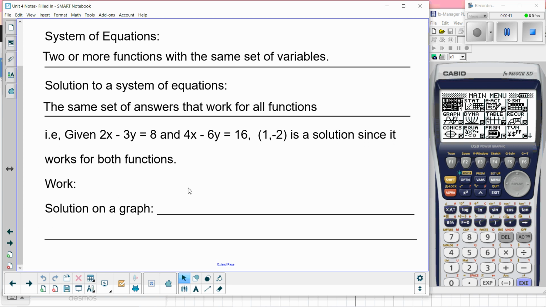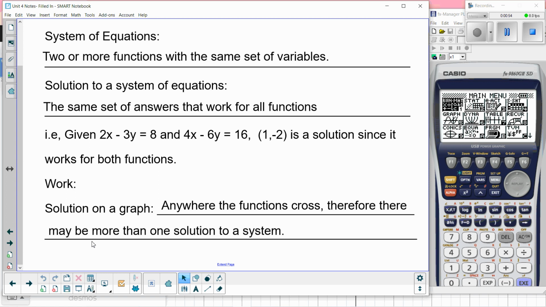And I'm not going to do the work for this. You'll see some examples on the next slide. A solution on a graph is anywhere the functions cross. Therefore, there may be more than one solution to a system.